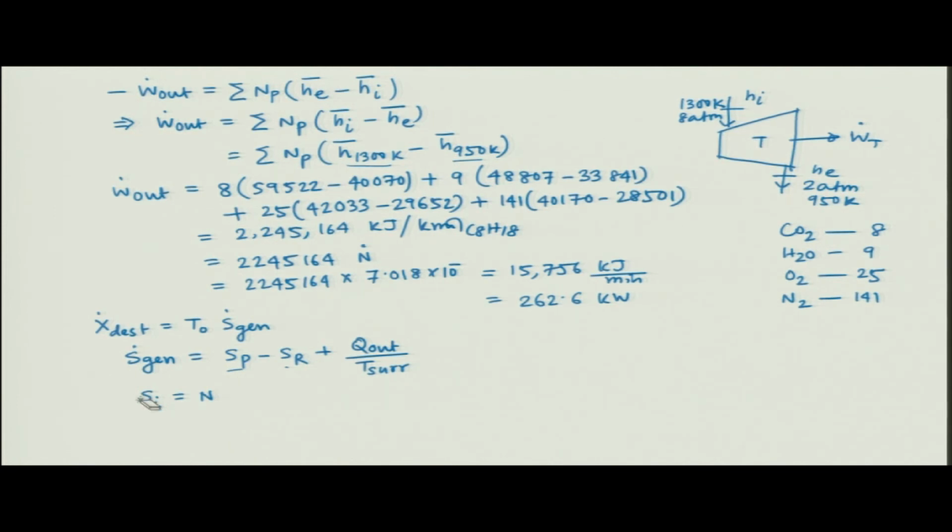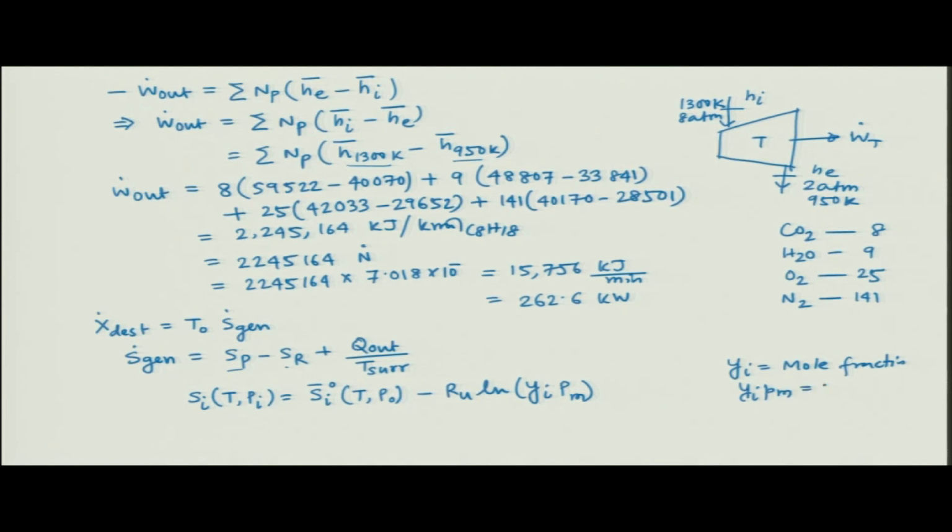So let us say entropy of a species at temperature T and pressure Pi can be written as entropy of that species at reference state and temperature T. Reference state is basically P equal to P naught at atmospheric pressure, minus RU times log of Yi times Pm. So Pm is basically the partial pressure that we have to calculate. Pm is the pressure, and Yi is the mole fraction, so Yi times Pm is the partial pressure.